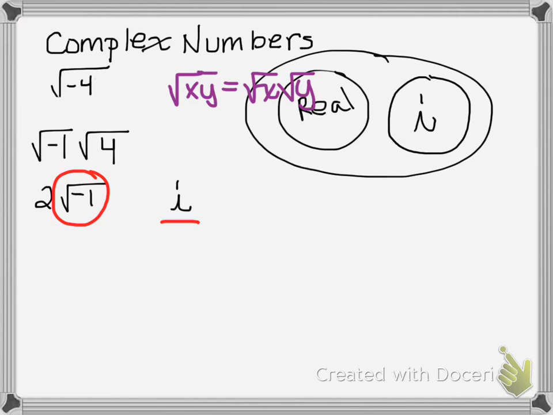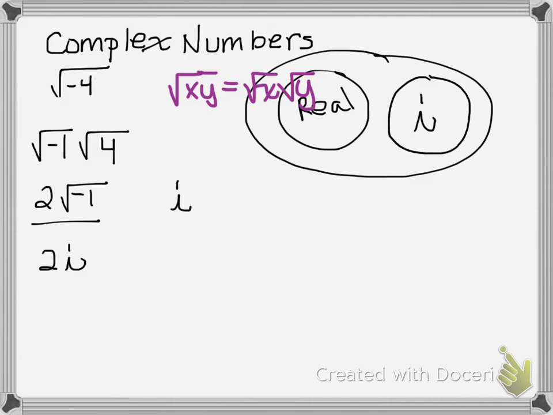It is some non-real number. It's not a number that we can put on a number line, but it is a number. We call it an imaginary number, but there's nothing imaginary about it. It is an actual number. So this 2 rad -1, I'm going to rewrite as 2i.